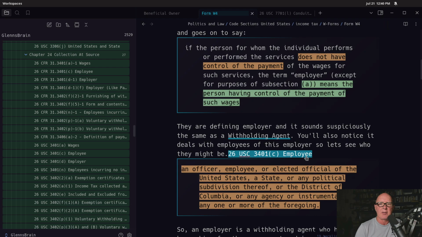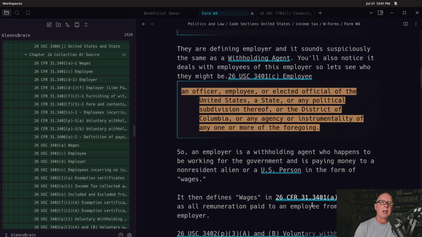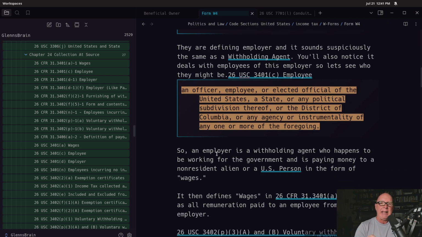So 3401(c), employee. Now we get to the definition of an employee, and it says it is an officer, employee, or elected official of the United States, a state, or any political subdivision thereof, or the District of Columbia, or any agency or instrumentality of any one of the foregoing. So an employee is a government worker, a federal government worker, and an employer is someone who employs a federal government worker.